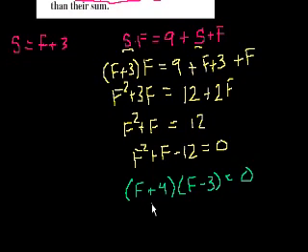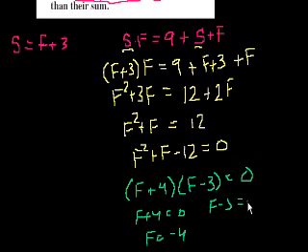So if F plus 4 is equal to 0, that means that F could be equal to minus 4. If F minus 3 is equal to 0, then that says that F could be 3. So F could be minus 4 or 3.